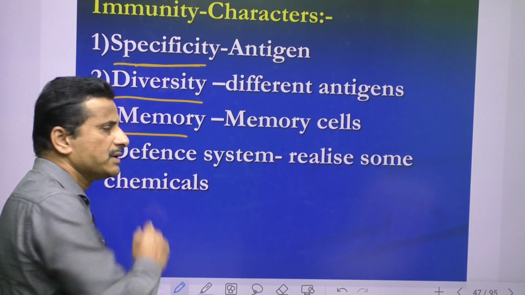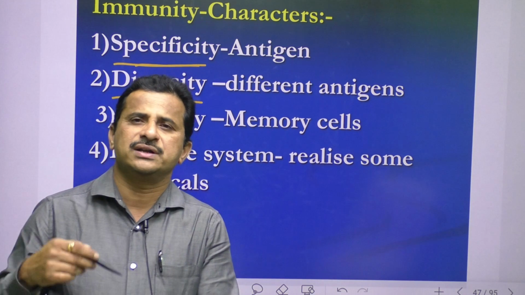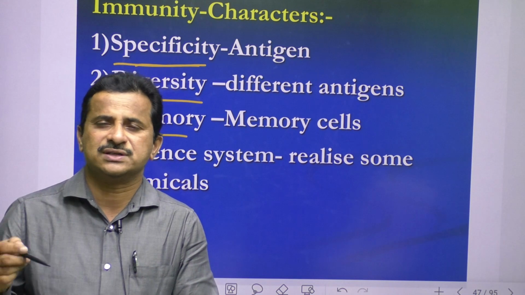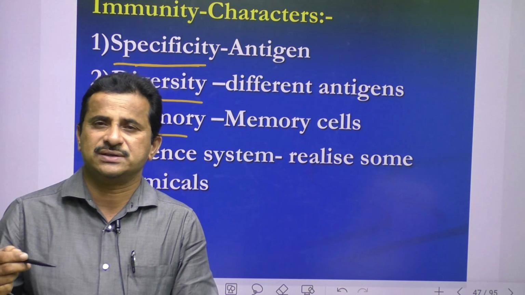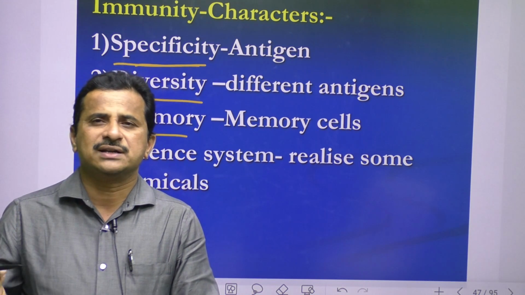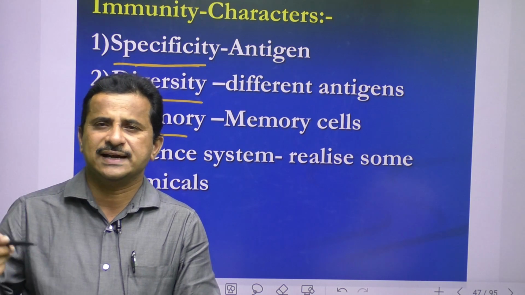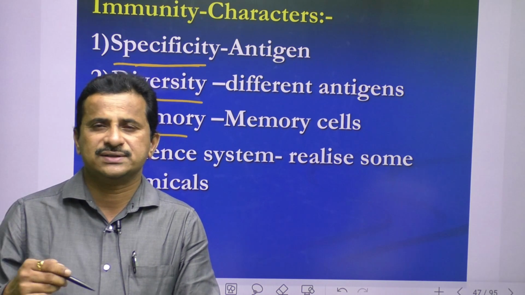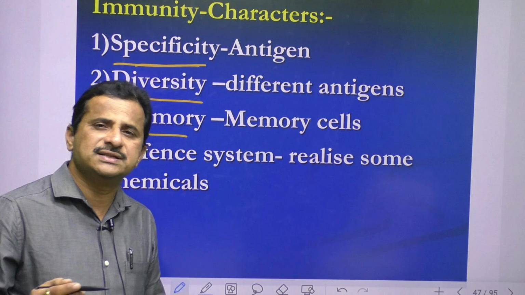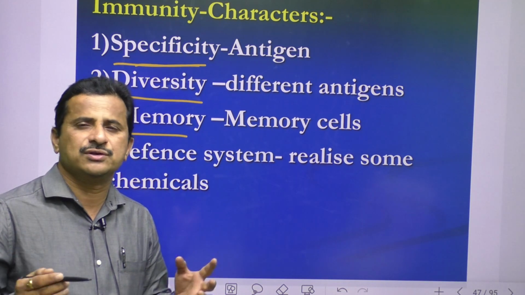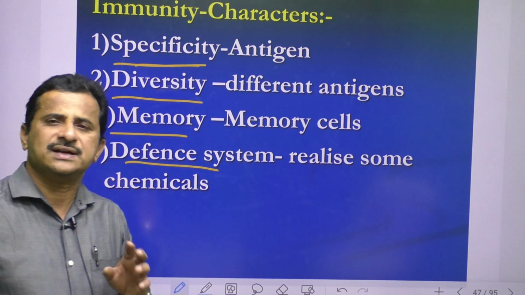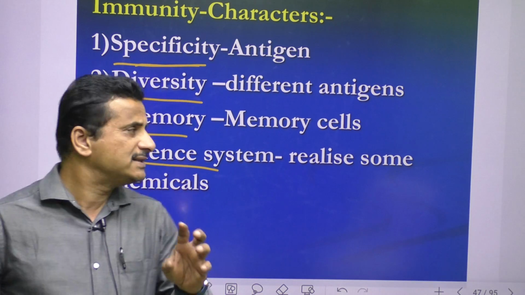And next, memory. In case antibodies are lost or reduced, no doubt our immune system, the white blood cells, contains memory cells. When an infection or any such microorganism enters our body, the memory cells are immediately activated and produce antibodies. So one of the immune system's characters is memory. Memory cells are present in our immune system, in the white blood cells. And next, the defense system, where immunity works by releasing some chemicals.